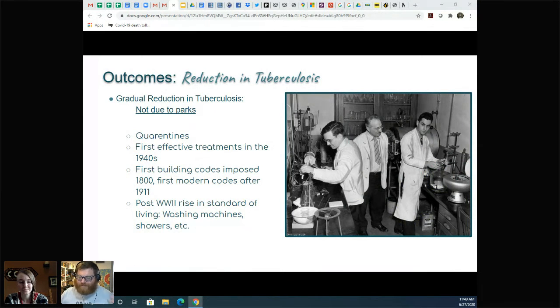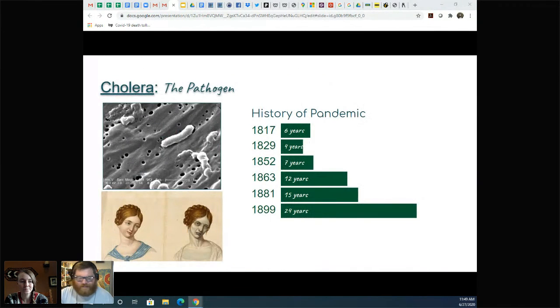Even beyond that, though, building codes. After the Triangle Shirtwaist Fire in 1911, real modern fire codes and building codes came in, which imposed some hygiene, health, and safety standards on landlords. And then, of course, after World War II, the rise in the standard of living in the United States meant that people had access to washing machines and showers and all that fun stuff. So I'm going to turn it back to Raven to talk about the fun topic of cholera.